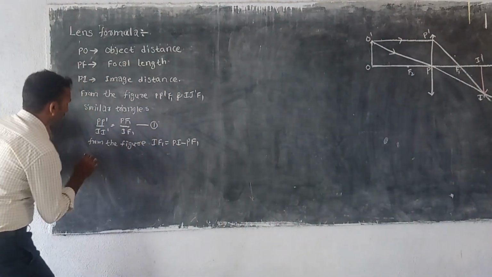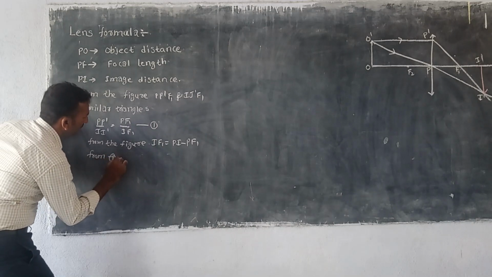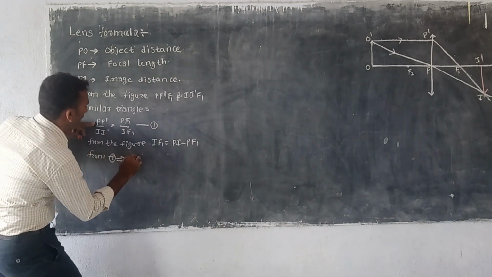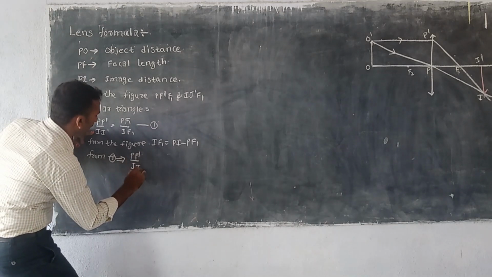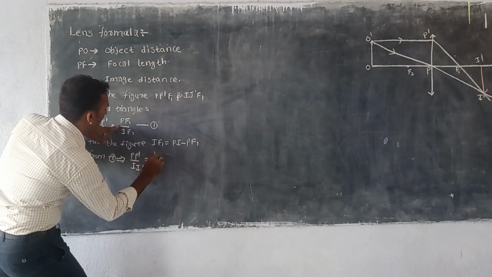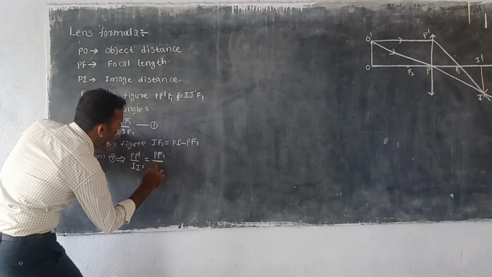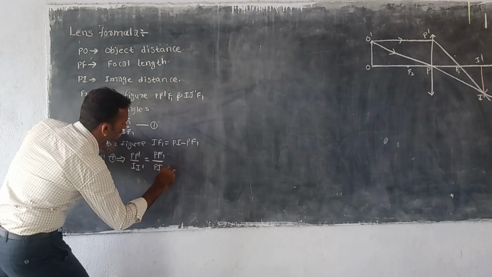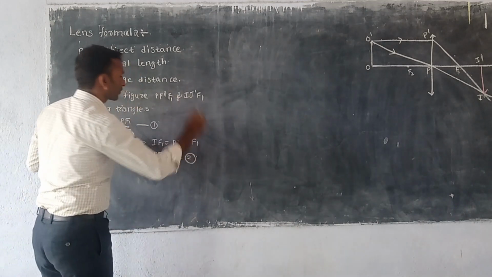Substitute this value in equation 1. So from equation 1 we can write P dash by I dash equals Pf1 by If1. If1 means what? Pi minus Pf1. This is equation 2.